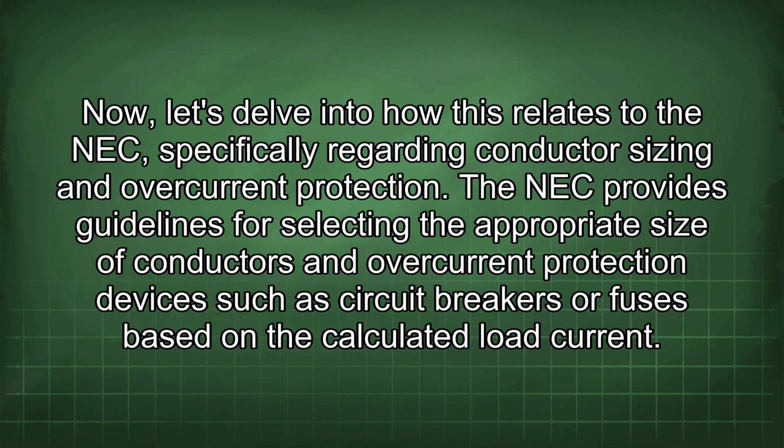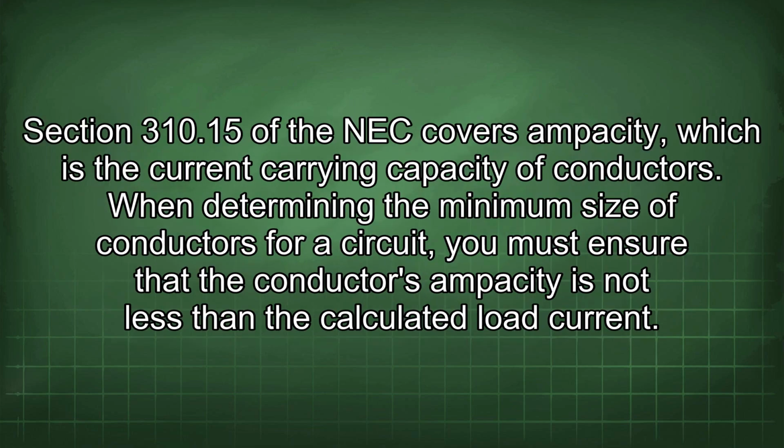Now let's delve into how this relates to the NEC, specifically regarding conductor sizing and overcurrent protection. The NEC provides guidelines for selecting the appropriate size of conductors and overcurrent protection devices such as circuit breakers or fuses based on the calculated load current. Section 310.15 of the NEC covers ampacity, which is the current carrying capacity of conductors. When determining the minimum size of conductors for a circuit, you must ensure that the conductor's ampacity is not less than the calculated load current.